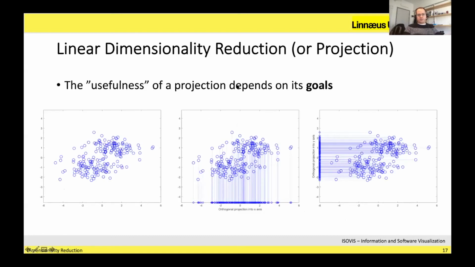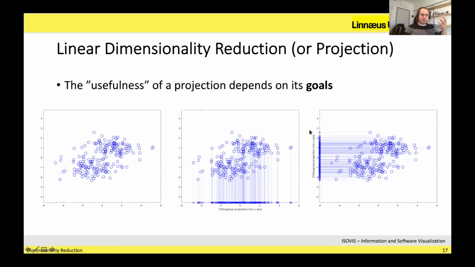The usefulness of a projection depends on its goals, right? So there's no one final projection that works for everything. So for example, let's say you have a data set like this. There are two possible projections that are orthogonal, as we say. An orthogonal projection is a projection that is just a shadow of the data on one axis. In this case, we have two possibilities. We can either look at the shadow of this data on the x-axis, and that would be this here, or we could look at the shadow on the y-axis, and that would be this one.